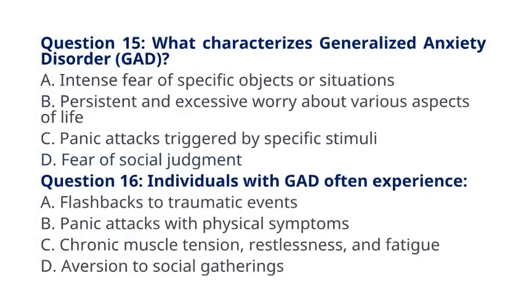Question 15. What characterizes generalized anxiety disorder, GAD? A. Intense fear of specific objects or situations. B. Persistent and excessive worry about various aspects of life. C. Panic attacks triggered by specific stimuli. D. Fear of social judgment. The correct answer to question 15 is option B. Persistent and excessive worry about various aspects of life. Explanation: GAD involves persistent and excessive worry about a wide range of life situations, often without a specific trigger.